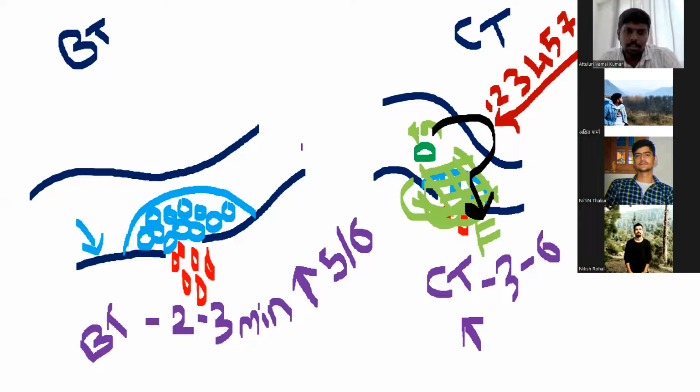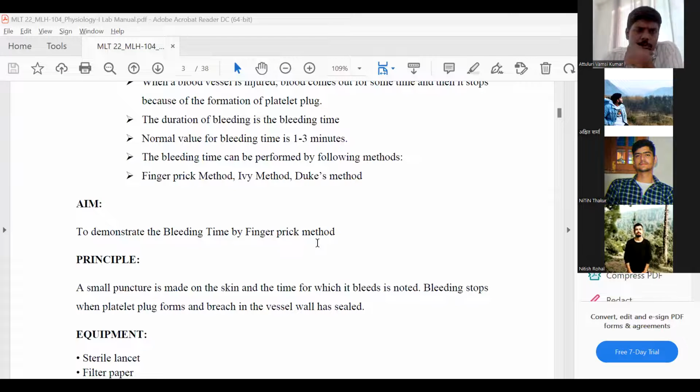So now I will show you the lab manual. Just give me some time. Let me open the lab manual and let us read whether what we learned correlates with it or not. Where is the lab manual? Here it is. I hope you can see the lab manual.